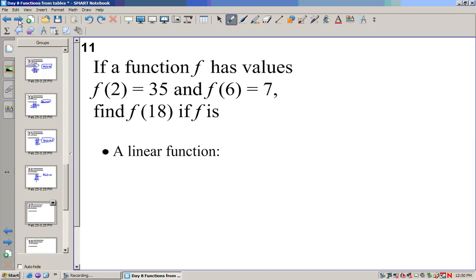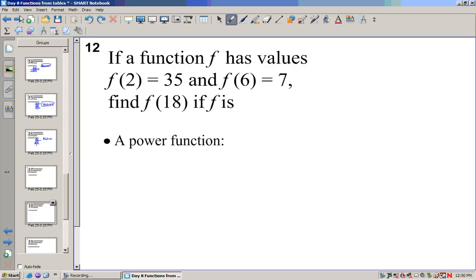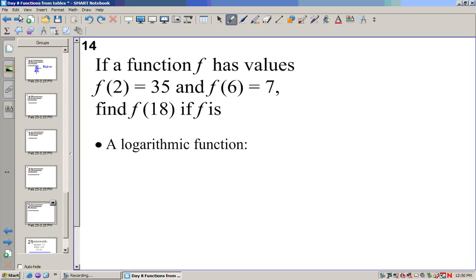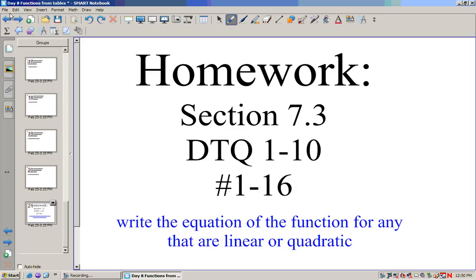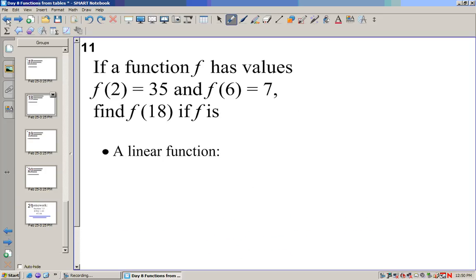Now here's a new set of values. Let's do it for a linear function. Now you try this, pause it, and we're going to do this for many of them. So we do it for a linear function, a power function, an exponential function, a logarithmic function, and then we get to the homework. So pause the video and try to do it for all those types of functions.